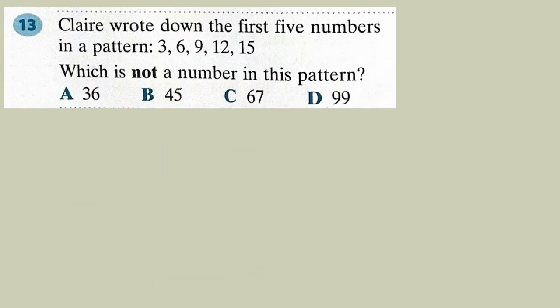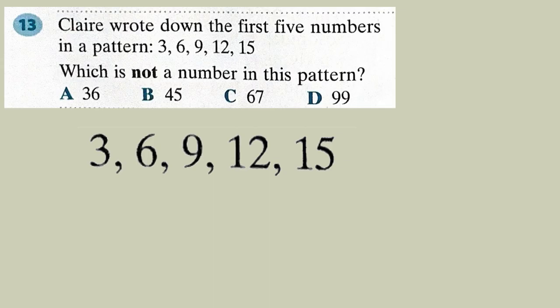So Claire wrote down the first 5 numbers in a pattern. In your head you probably go through it, okay, well, they are not all odd, they are not all even. What's similar about them? And it comes to you that they all might be divided by 3. 3 into 3 goes once, 3 into 6 goes twice, 3 into 9 goes 3 times, 3 into 12 goes 4 times, and 3 into 15 goes 5 times. So they are multiples of 3.